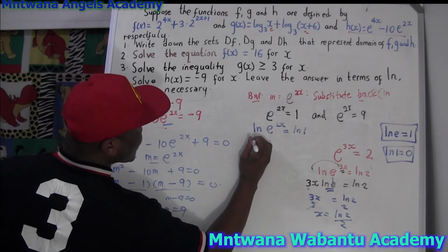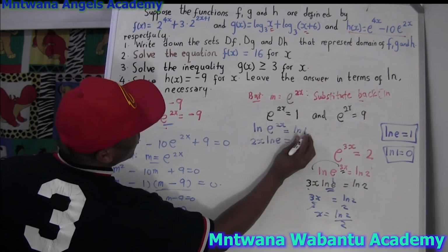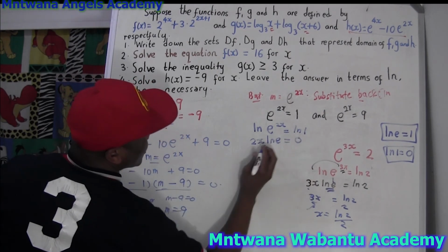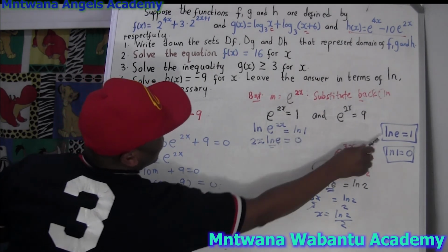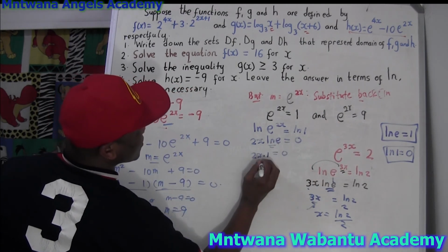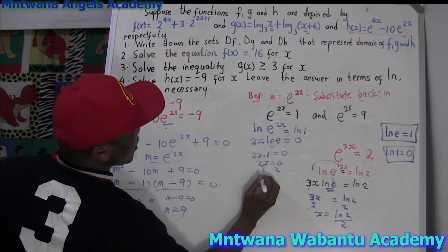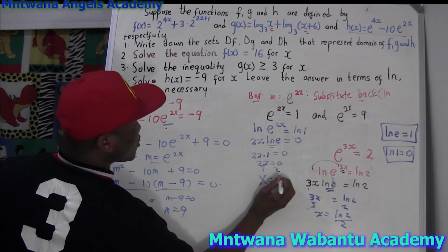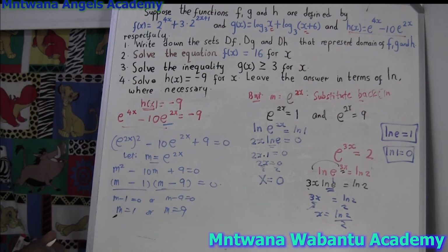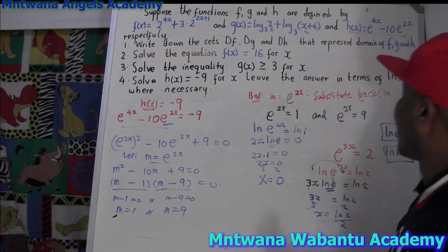So this is going to come to the front, it's going to be 2x. And here it's going to be ln of e, equal to what is ln of 1? Equal to 0. So ln of e is equal to 1. It's going to be 2x times 1, equal to 2x, equal to 0. So 2x equal to 0, divided by 2 on both sides, so our x is equal to 0. So we got the value of x. The value of x is equal to 0.